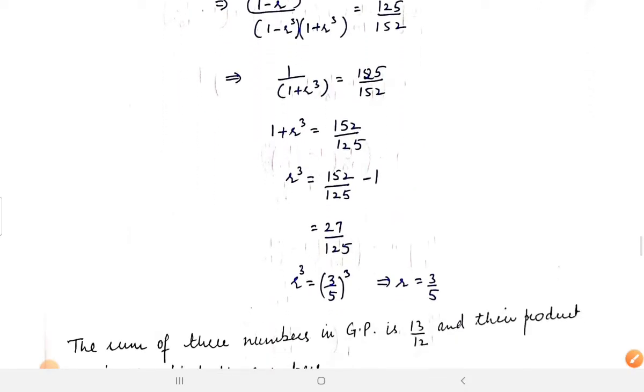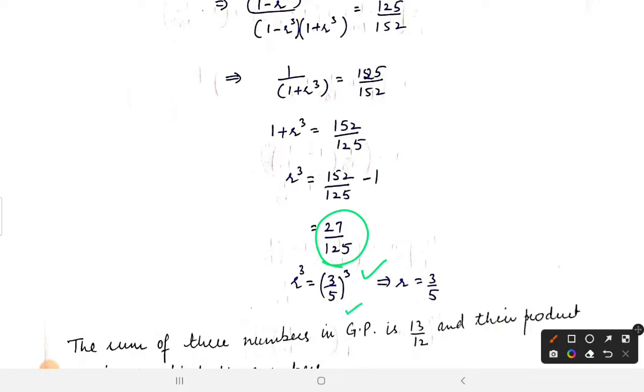So we have r cube as 27 upon 125, which can be written as 3 to the power 3 upon 5 to the power 3, since 5 cube is 125. So comparing, we get r as 3 by 5.